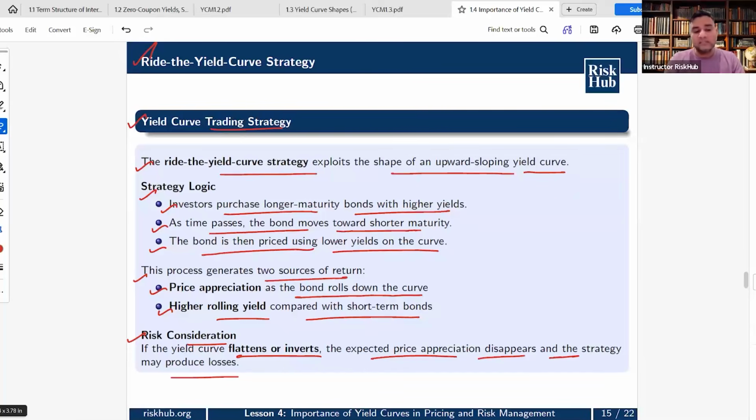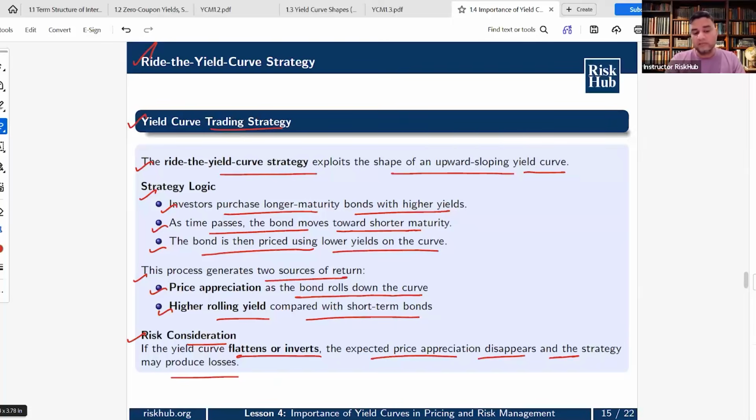So slide curves: a strategy that earns from the shape of an upward sloping curve. Right, the yield curve, also known as roll down. Buy a bond at longer maturity where yields are higher, hold it and let time move it to a shorter maturity where yields are lower. The slide's three-step logic: buy a longer maturity bond with a higher yield. As time passes, the remaining maturity gets shorter. The bond is then valued using the lower yield that sits at that shorter point on the curve.